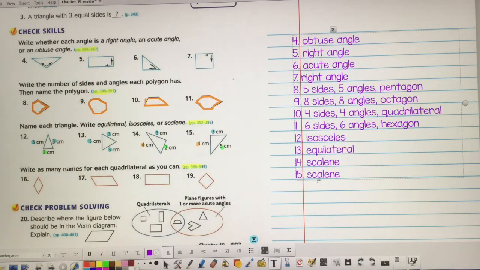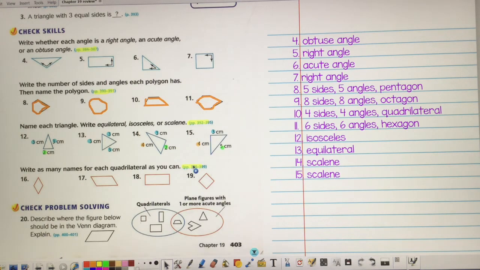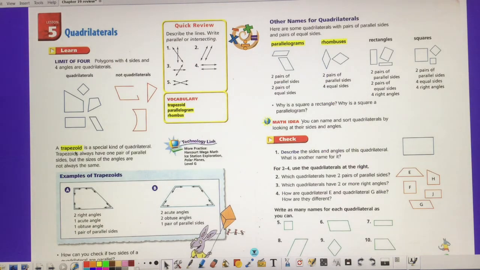All right, third grade. Now we're on to 16, 17, 18, and 19. It's talking about write as many names for each quadrilateral as you can. Remember, quadrilaterals are 4-sided figures, right? But there's multiple names. You can have a trapezoid, which has 1 set of parallel sides. You have a parallelogram that has 2 pairs of parallel sides plus 2 pairs of equal sides.